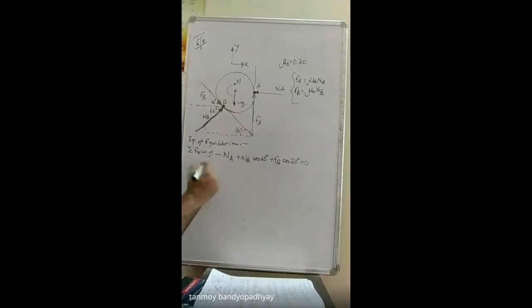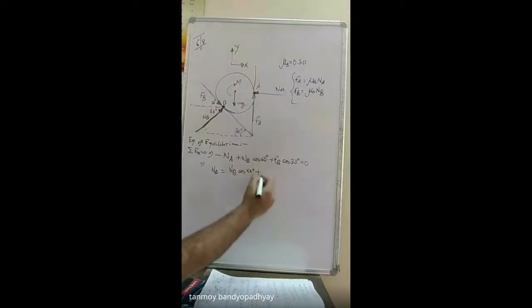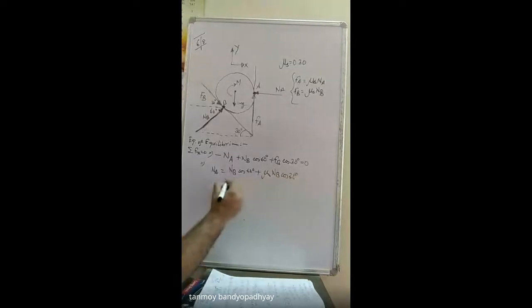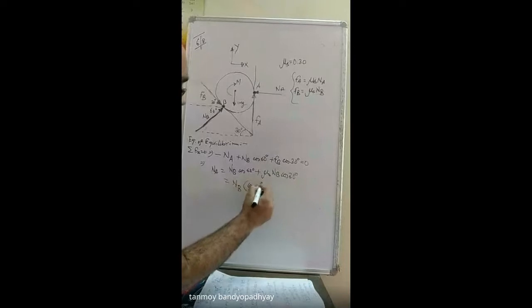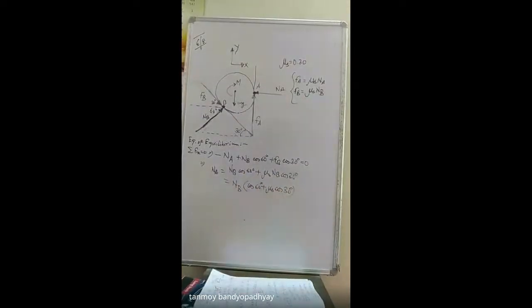Here, if I put NA, or what you can do is, let it be: NB cos 60 degree plus FB, which is mu s NB, cos 30 degree. If I take NB common, we are left with cos 60 degree plus mu s cos 30 degree. Okay? This is actually a known value. So we got a relation between NA and NB.